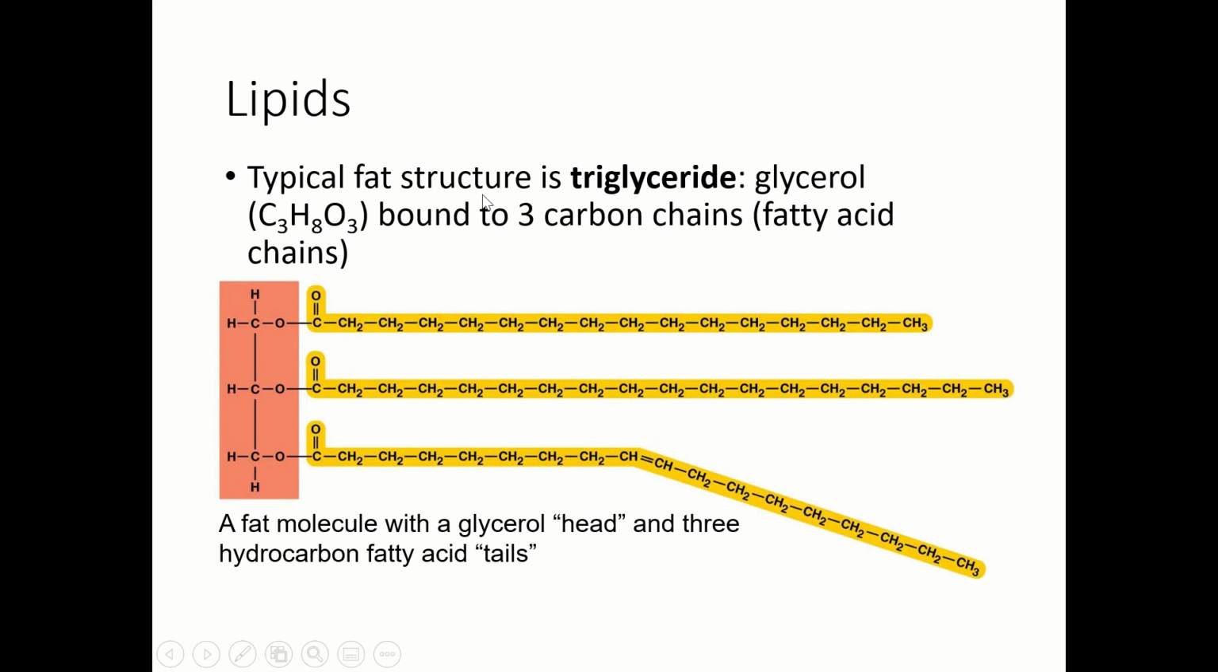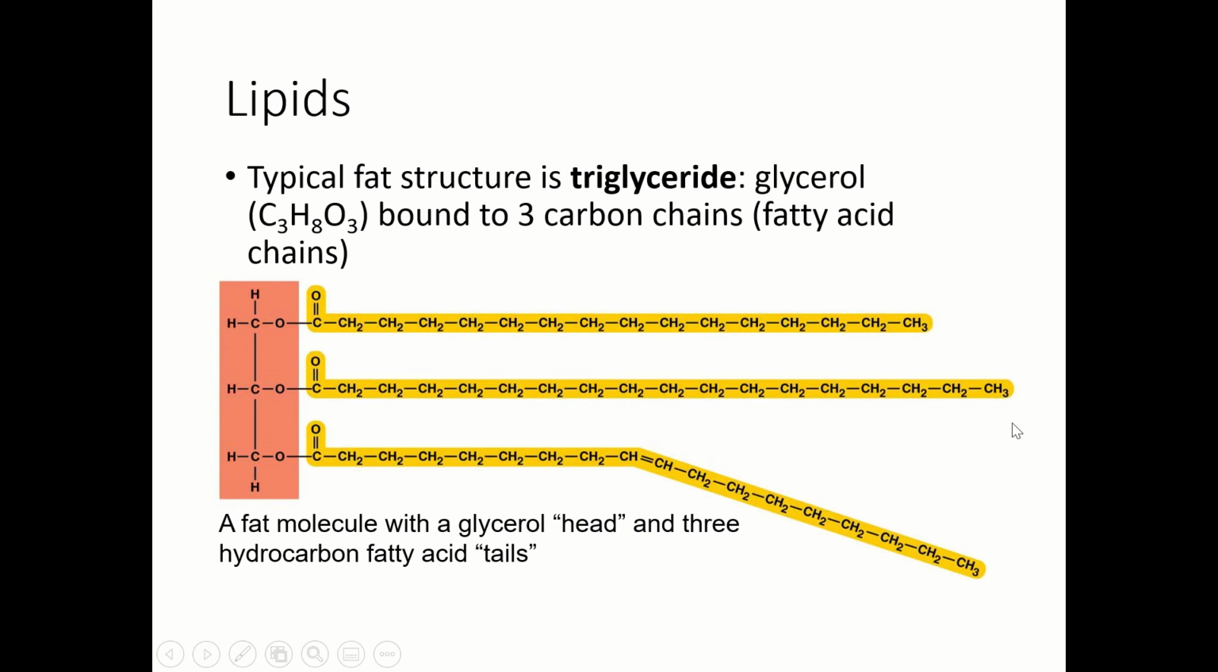All right, the typical structure of a fat in animals is a triglyceride. So it's a glycerol molecule, which is a 3-carbon molecule. Here they are, 1, 2, 3, with 3 oxygens, 1, 2, 3. The glycerol is then bound to 3 carbon chains, and we call these fatty acid chains. And they're fatty acids because they have a functional group, this double bond O at the top, that can become an OH, which makes an acid. Don't worry about that too much. Just know that these are fatty acid chains.